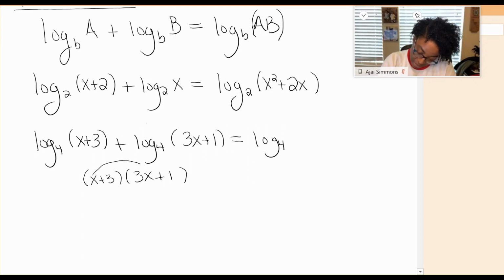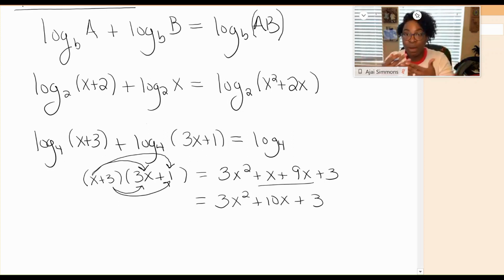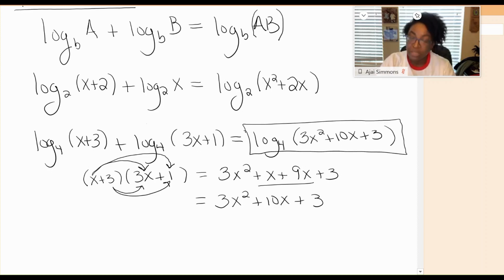I'm going to have to do x times 3x, x times 1. So 3x squared plus x. Then I have 3 times 3x. That's 9x, and 3 times 1, that's 3. So what I get when I multiply this stuff together, if I combine the like terms in the middle, that's going to give me 10x and then plus 3 at the end. So when I multiply those two binomials together, I get 3x squared plus 10x plus 3. So that's what I get here. 3x squared plus 10x plus 3. So this is my answer right here of how I combine these two logs together.